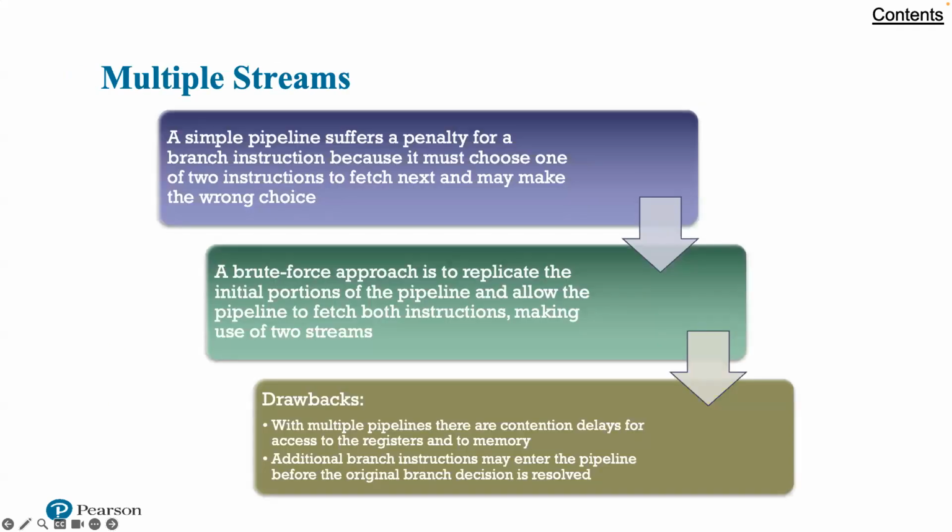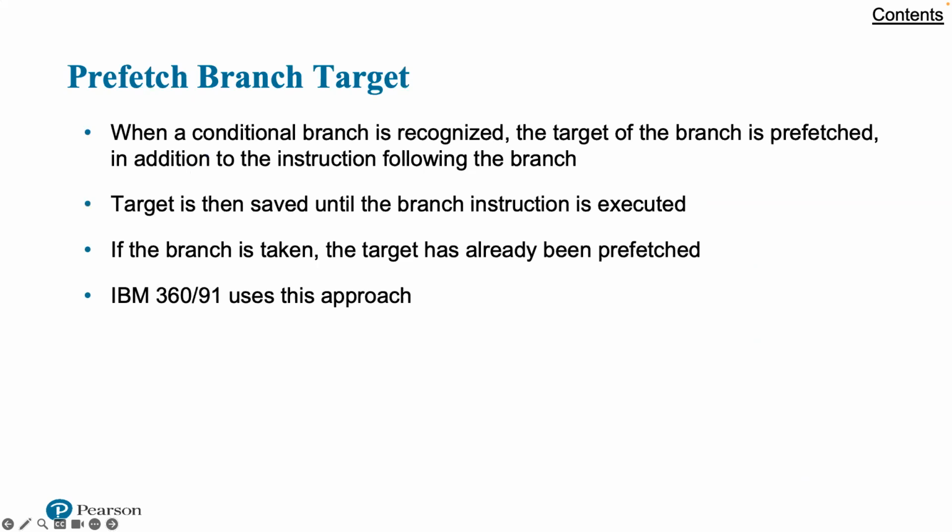So, multiple streams. A simple pipeline suffers a penalty for a branch instruction because it must choose one of two instructions to fetch next and may make the wrong choice. A brute force approach is to replicate the initial portions of the pipeline and allow the pipeline to fetch both instructions, making use of two streams. That would be possible. This is going to take more resources. Maybe that's a good choice, maybe not. And Stallings also gives you ongoing research that helps us decide if those are good decisions or not.